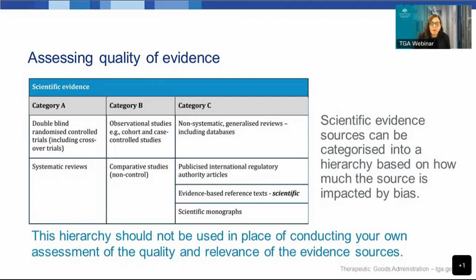You can see that we've given a hierarchy of category A, category B, and category C. Certain sources of scientific evidence provide a lower risk of bias than others due to their design, methodology, or level of review. When designed and implemented appropriately, double-blinded randomized controlled trials and systematic reviews of multiple randomized controlled trials are the most likely to achieve low bias and high precision when studying treatment effects. Conversely, if a randomized controlled trial is not appropriately designed and implemented, the results generated may not be robust and reliable. It is important to note that the hierarchy should not be used in place of conducting your own assessment of the quality and relevance of your evidence sources.